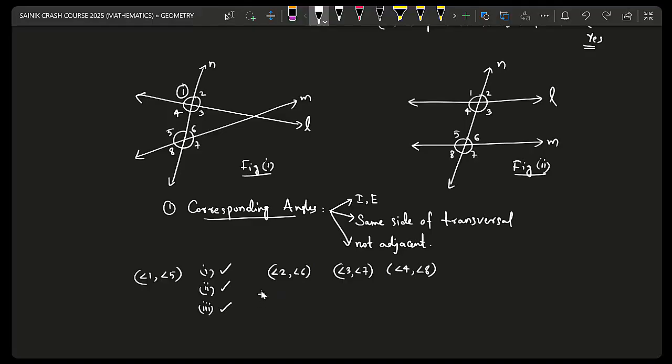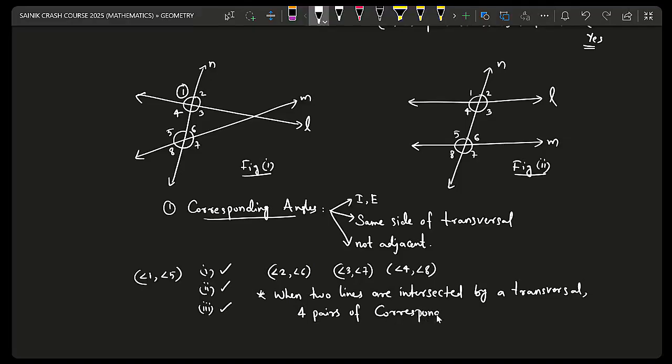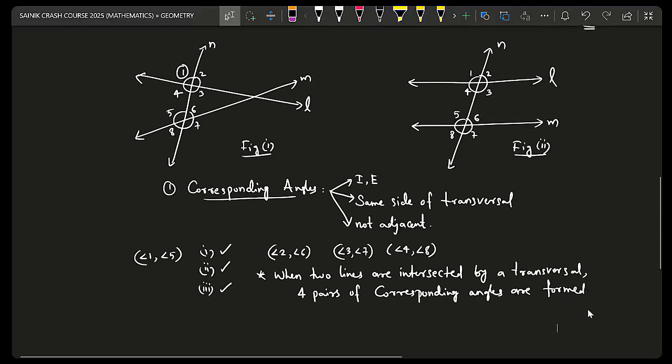So you can write it as well. That is, when two lines are intersected by a transversal, how many corresponding angles are formed? 4 pairs of corresponding angles are formed. Vishnu, you can mute. Okay, this is about the number of pairs possible, and moreover we can discuss their property also.